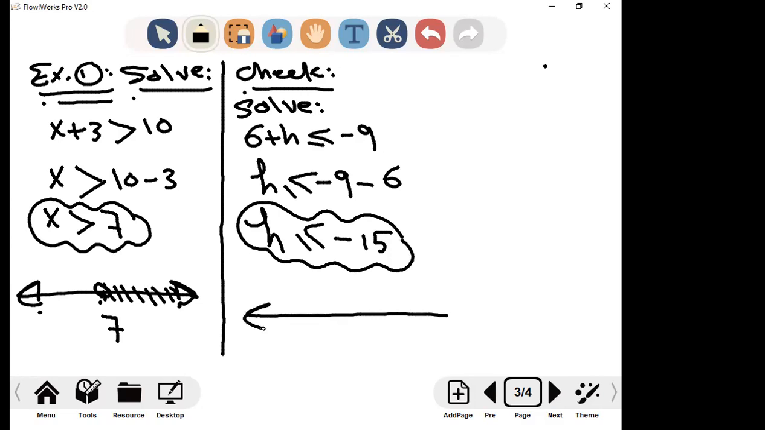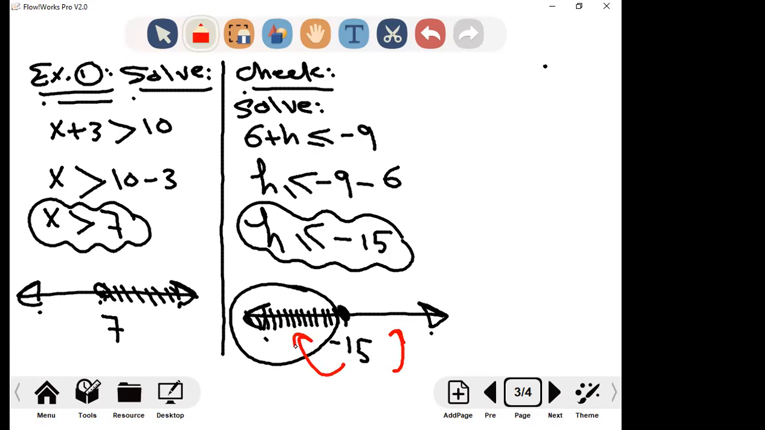But we need to graph it. This is the -15, and we read it. H less than or equal -15. So I'm going to the left with a closed circle on -15. What does this mean? All the numbers on this part are solutions, and all the numbers here are not. Let's check. -15 is a solution. It's included. To check, we select any number here and any number here. Give me any number to the left here. Give me any number here.